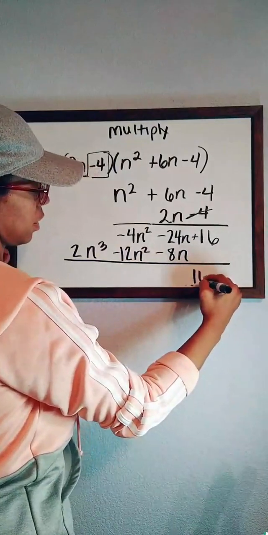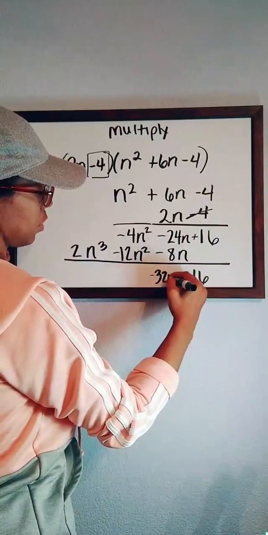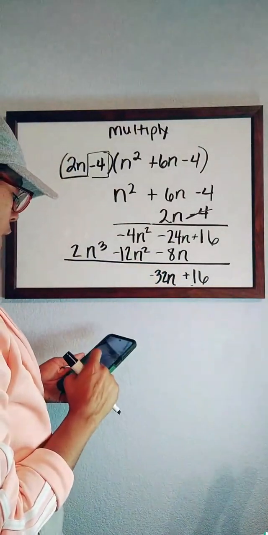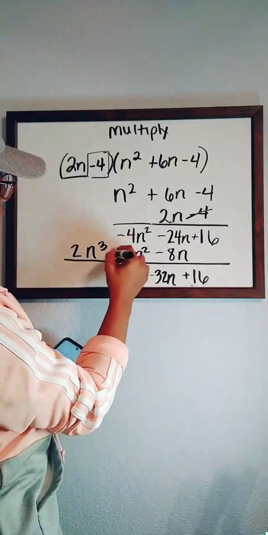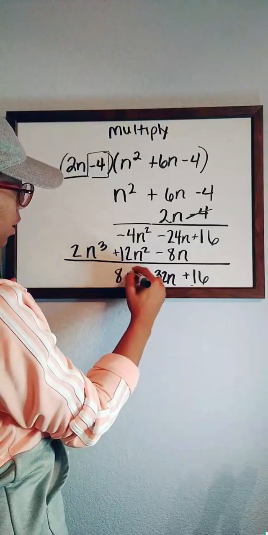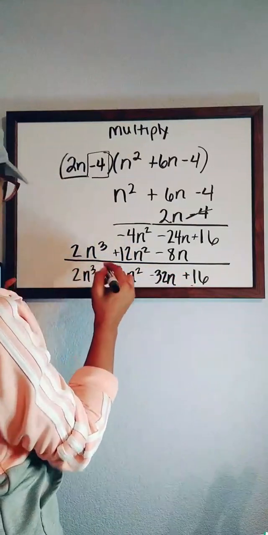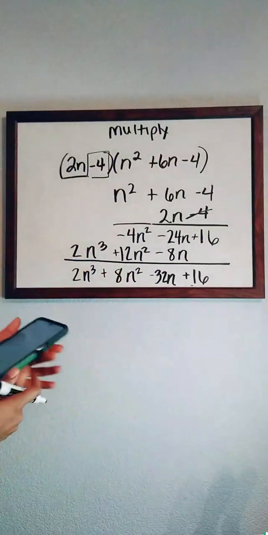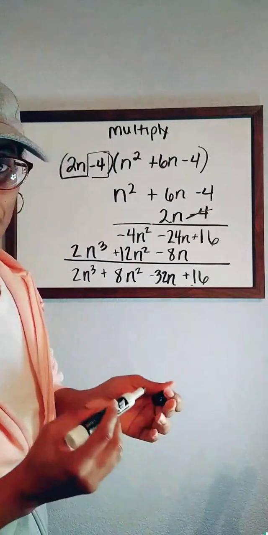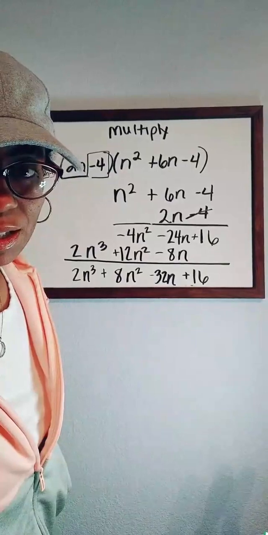16, minus 32n. Oh, I feel like I messed up on my sign. Let me see. I did. This is supposed to be a plus 12, 8n squared. And then plus 2n cubed. There we go. I'm like, where did I mess up at? There we go. Bada bing. Bada boom. Oh, that's good, Brendan. That's so good.